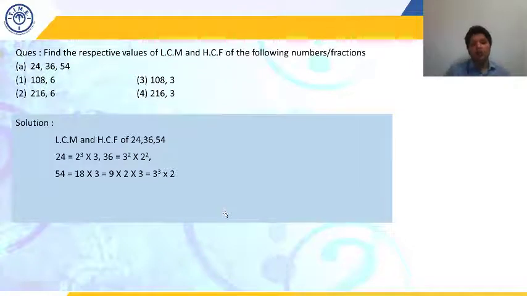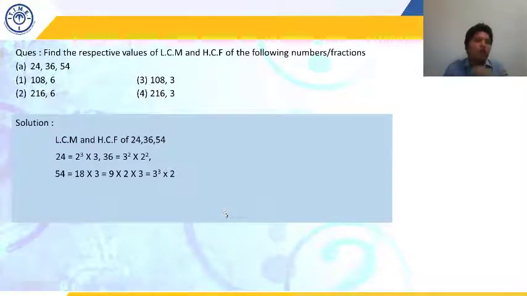For example, how can we get the LCM and HCF? In this case 24, 36 and 54, three numbers are given to us, and only 2 and 3 are the prime factors which we are using. So what is the highest power of 2 in all these three numbers? The power of 2 in 24 is 3, the power of 2 in 36 is 2, and the power of 2 in 54 is 2. So what is the highest power of 2? It is 2 cube. So 2 cube will come in the LCM.